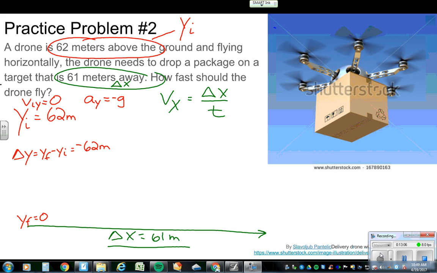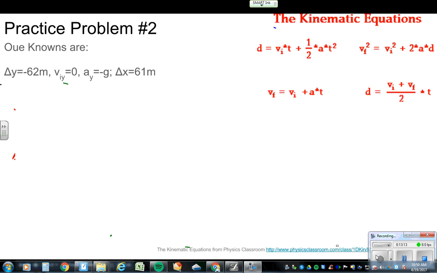So again, we're going to solve for time vertically and then find my horizontal speed. Since we're solving for time vertically, we need to go back to our kinematic equations and choose the one that has all of our variables. We know our displacement is negative 62 meters. We know our initial velocity is 0. We know our acceleration is negative g, and we're looking for time.